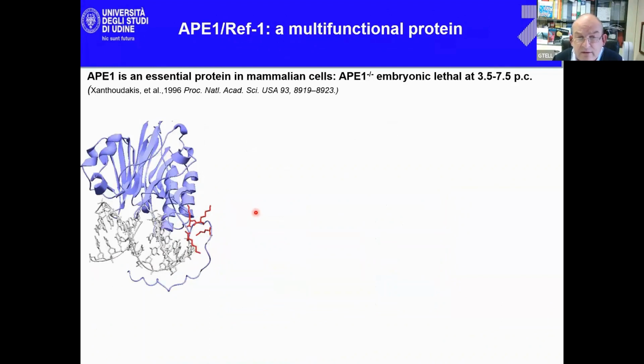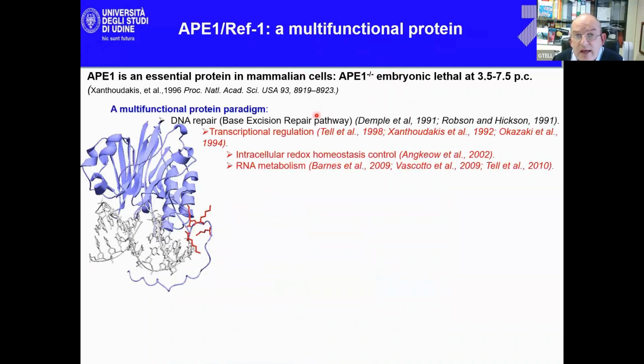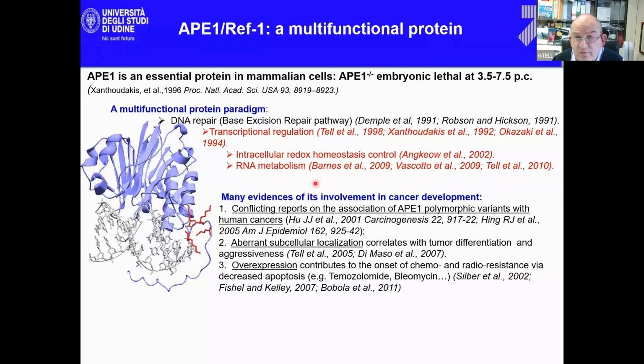Other important issues that also prompted us to think about this protein from a different perspective come from its biological relevance, because it's a vital protein. The APE1 knockout is embryonic lethal. Besides DNA repair, or together with it, it also has some non-DNA-repair roles, in particular in transcriptional regulation of several genes involved in inflammatory response or in proliferation, such as NF-kB, AP-1, or HIF-1 alpha. It is involved in intracellular redox homeostasis and, as I will show you, in RNA metabolism.